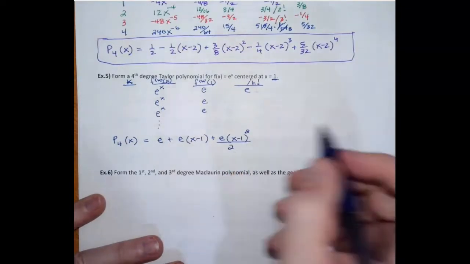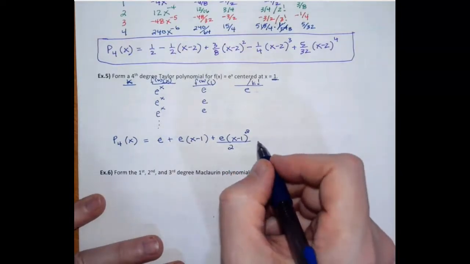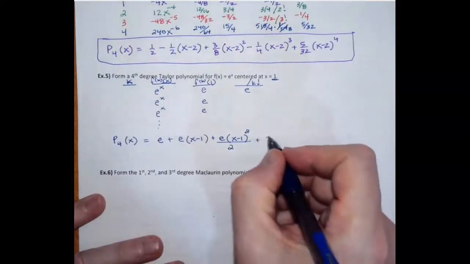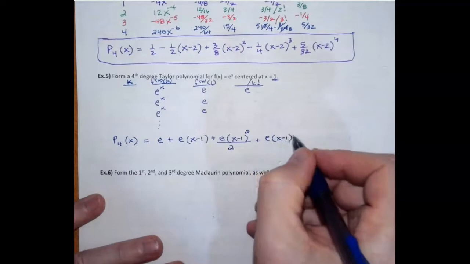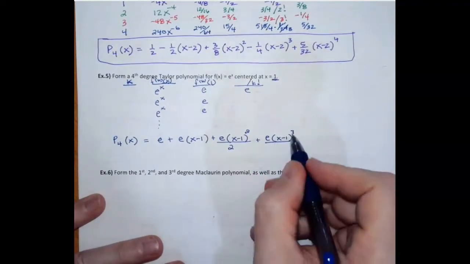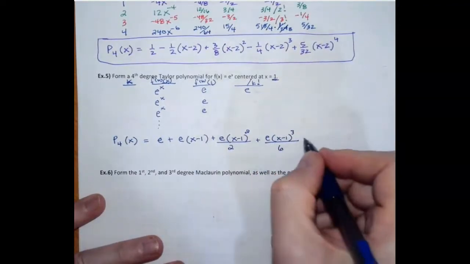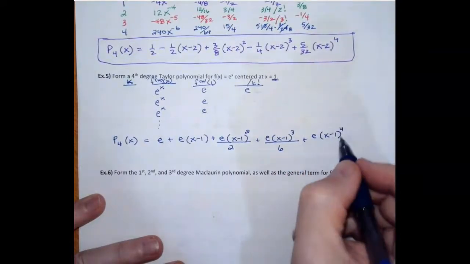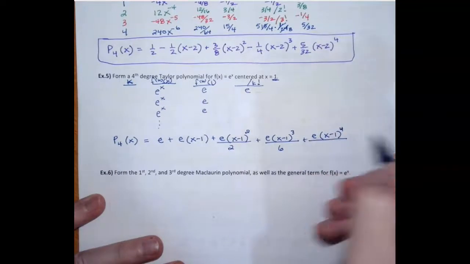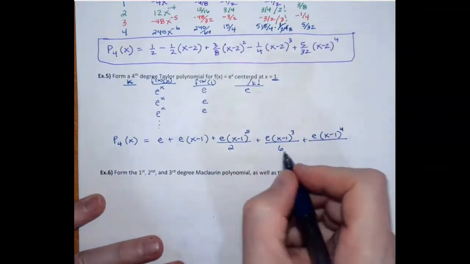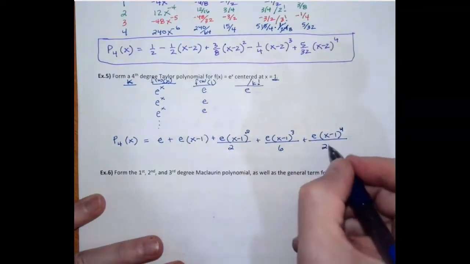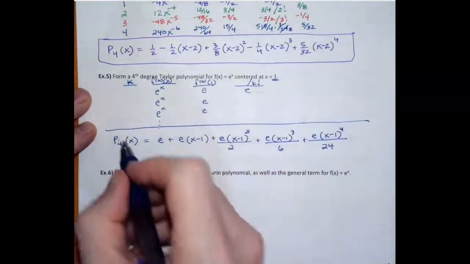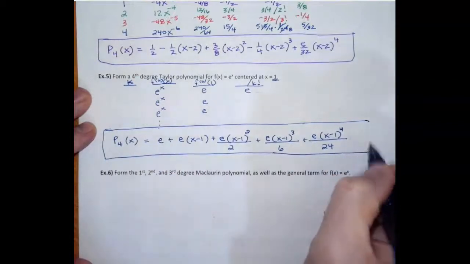I don't know if I want to leave that. So 2 factorial is just 2. I guess I'll just do it that way. And then, okay, we had to go 4. So it's going to be x minus 1 cubed, and then 3 factorial is going to be 6, and then the fourth one is going to be x minus 1 to the 4th, and that's over 4 factorial, so this was times 3, that'll be times 4, so that's 24.